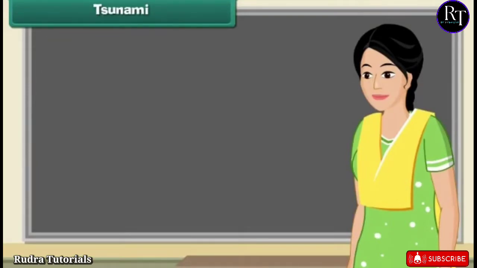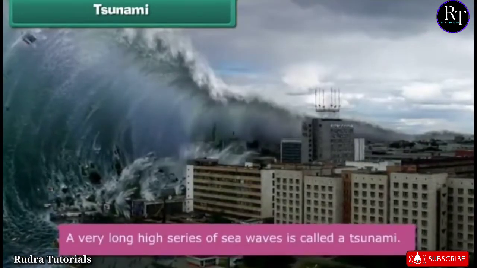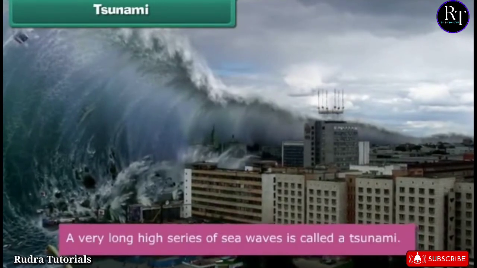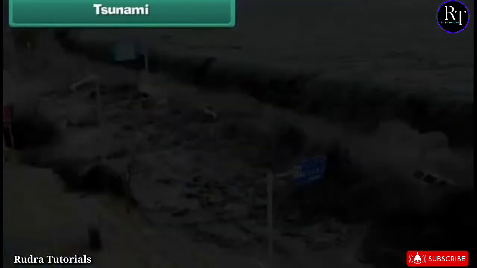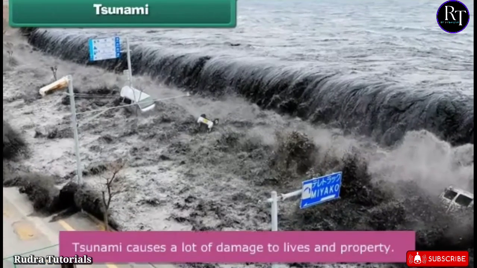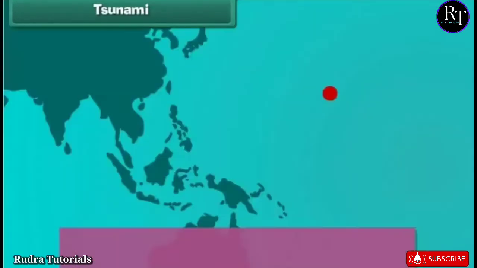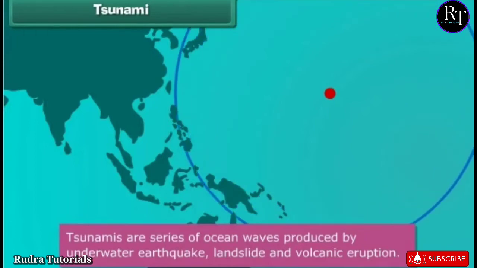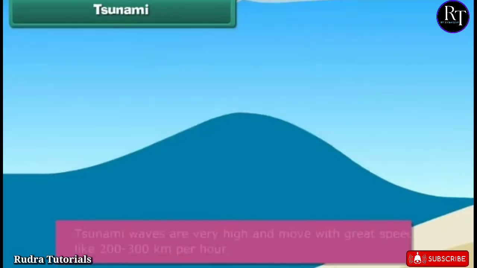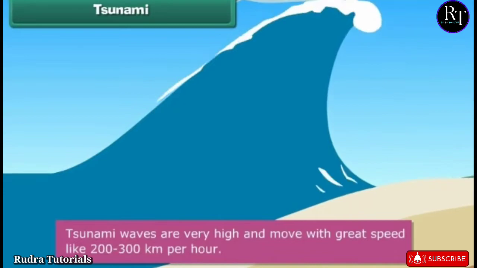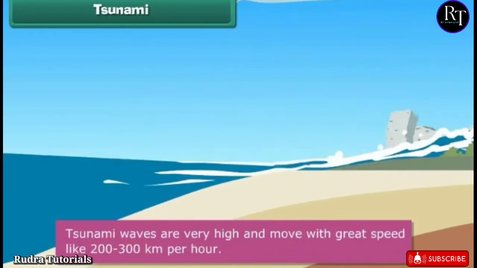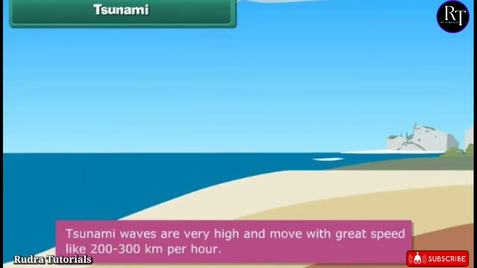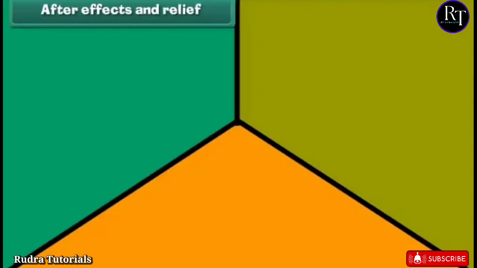Tsunami. Students, you must have heard about tsunami. A very long, high series of sea waves is called a tsunami. It causes a lot of damage to people and property near the sea. Tsunamis are series of ocean waves produced by underwater earthquake, landslide, and volcanic eruption. These waves are 30 meters high and 200 kilometers long and travel at the speed of 200 to 300 kilometers per hour.